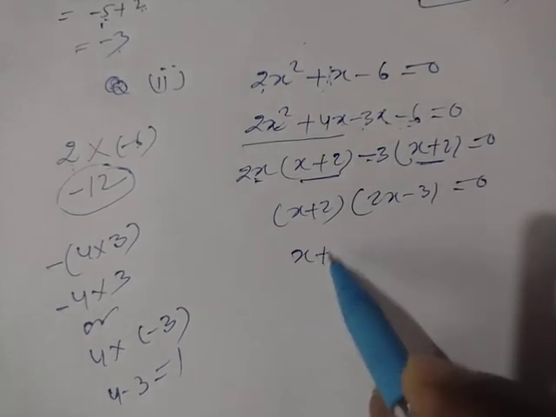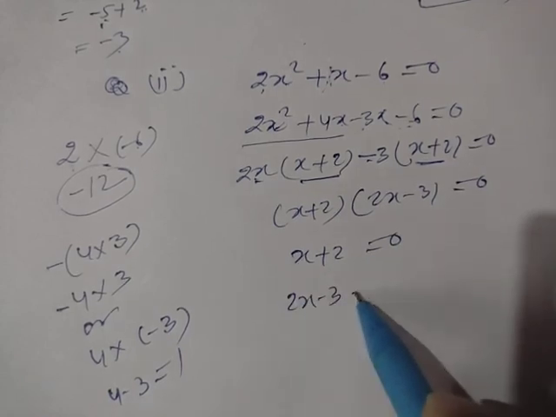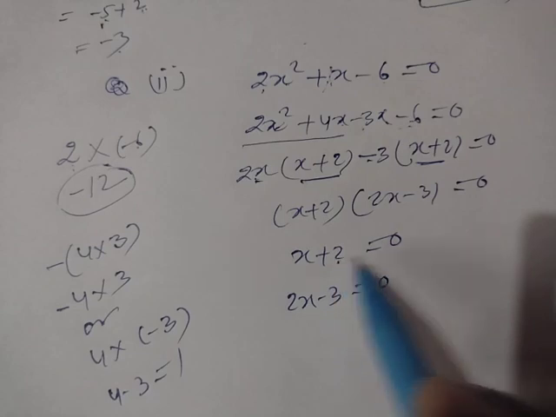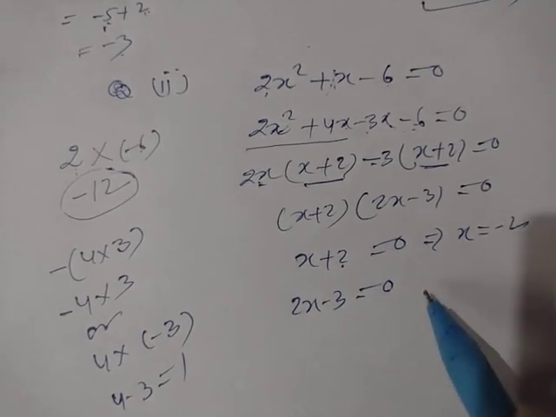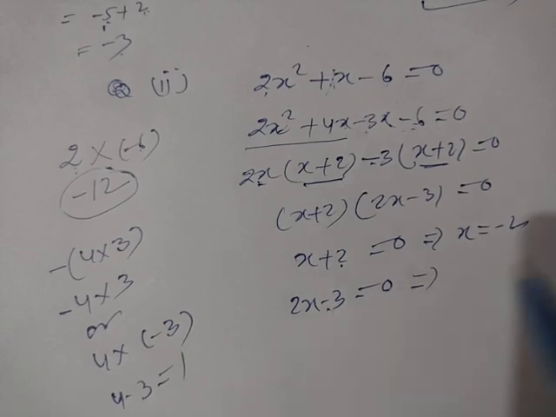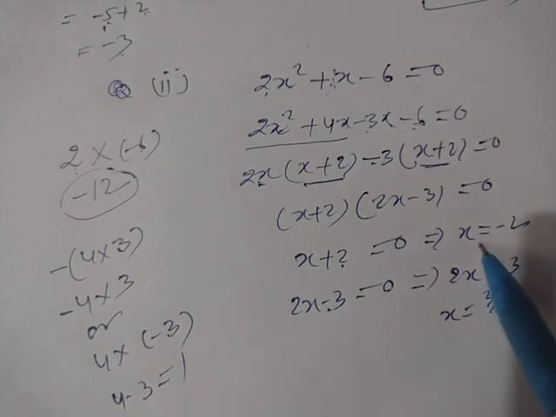So either x plus 2 is equal to 0 or 2x minus 3 is equal to 0. If x plus 2 is equal to 0, this implies x is equal to minus 2. If 2x minus 3 is equal to 0, then 2x is equal to 3, x is equal to 3 by 2. x is equal to minus 2 and x is equal to 3 by 2 are the roots of the quadratic equation.